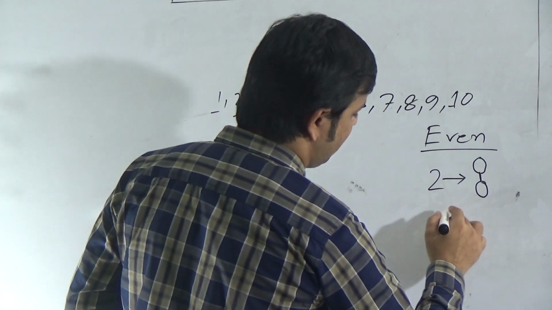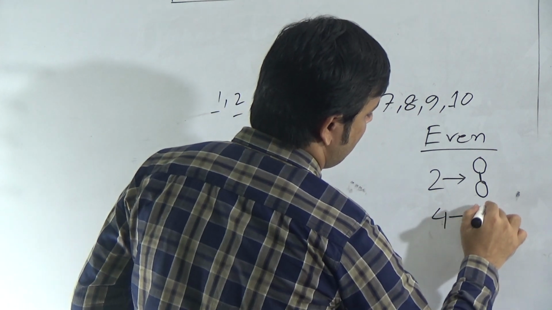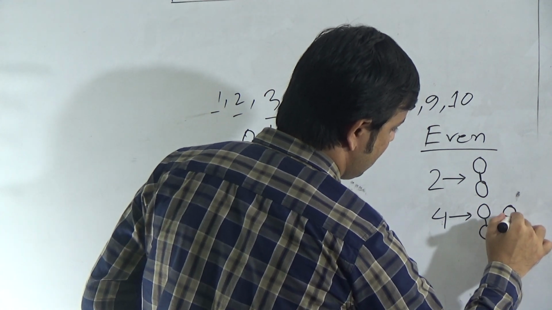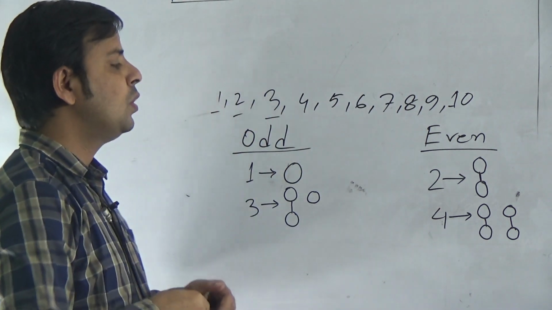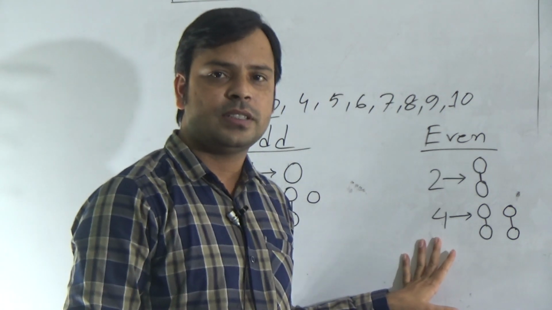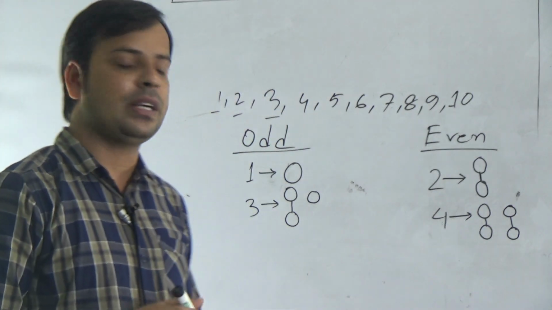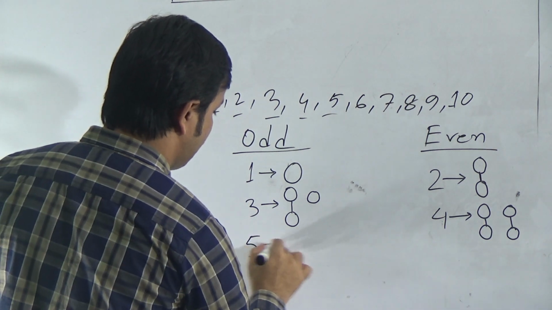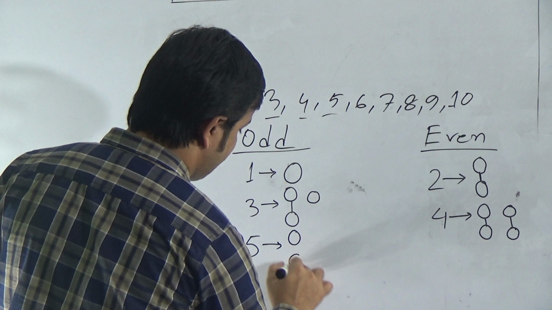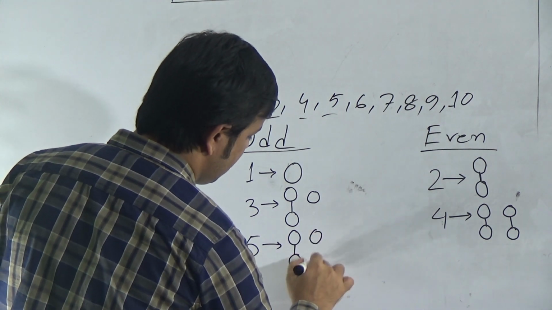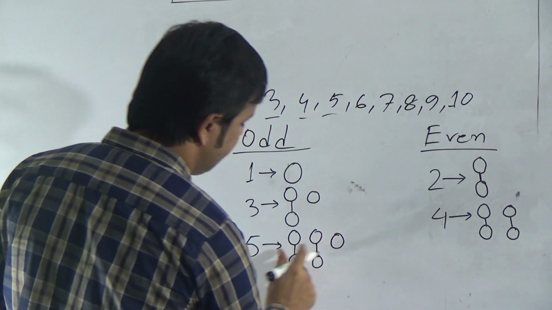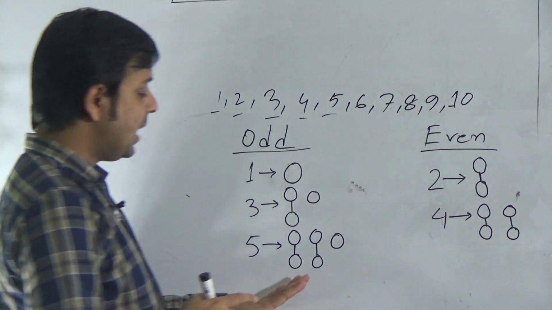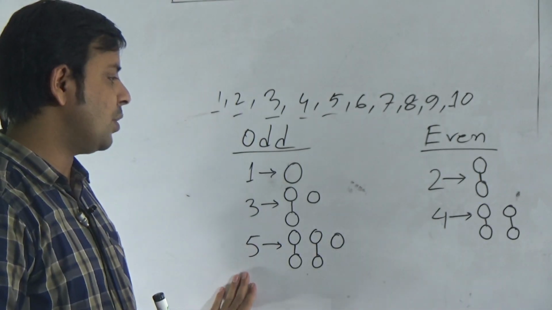Now we can express 4 as 2 pairs. 1 pair, here is another pair. 2 pairs of balls here. So we can express 4 as pairs. It means that 4 is an even number. Now go to the next number, 5. 5 means 5 balls: 1 pair, 2 pairs and another one. 1, 2, 3, 4, 5. So we can express 5 as without a pair. It means that 5 is odd.